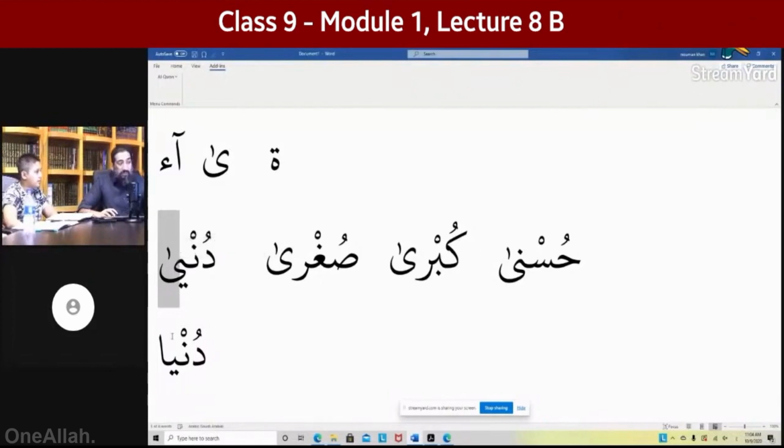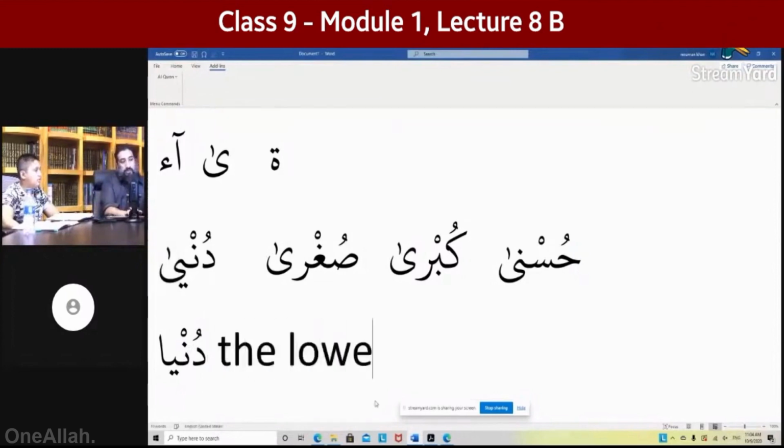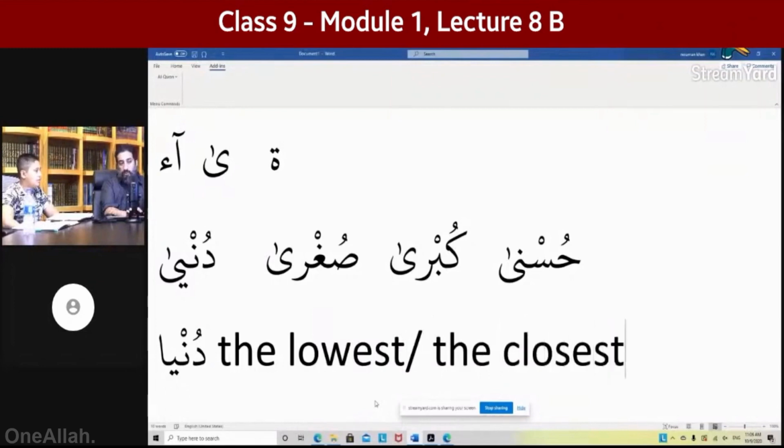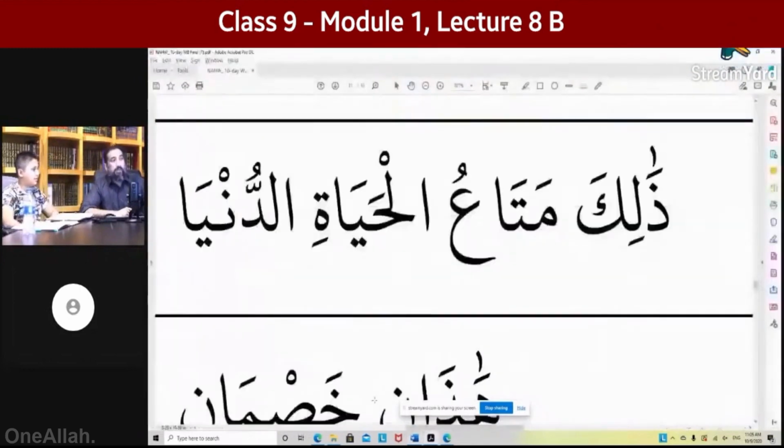Okay, so it is feminine. Dunya is feminine. Dunya in Arabic actually means the lowest or the closest. So whenever Allah says in the Quran, I forgot which ayah, dunya, he means the lowest. We'll see because we're going to do an ayah like that.